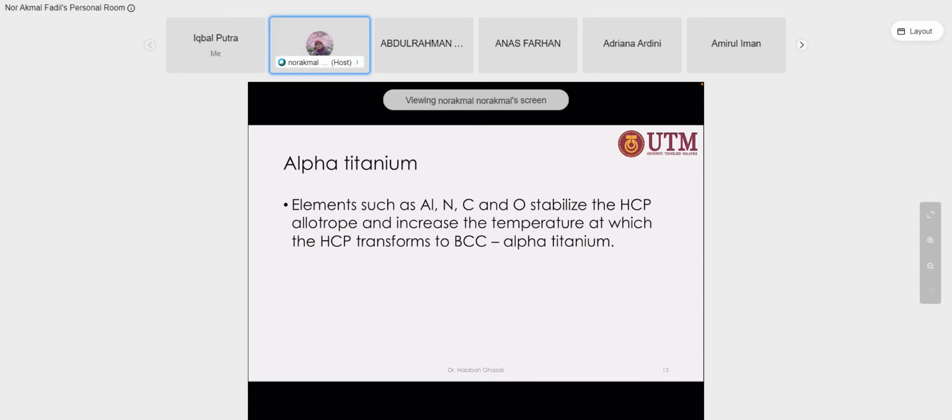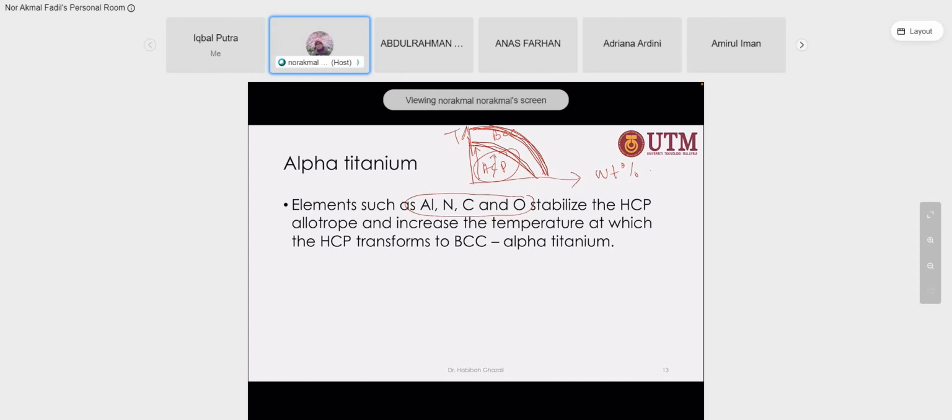So meaning that, for example, let's say this is the phase diagram of titanium. You can Google the phase diagram of titanium. For example, this is the HCP phase of titanium. This is the BCC stable titanium. If we add these elements, it will widen this region. This is temperature versus composition of titanium alone. It can shift this initial limit to a higher transformation limit, so you can stabilize the HCP structure at a higher temperature.